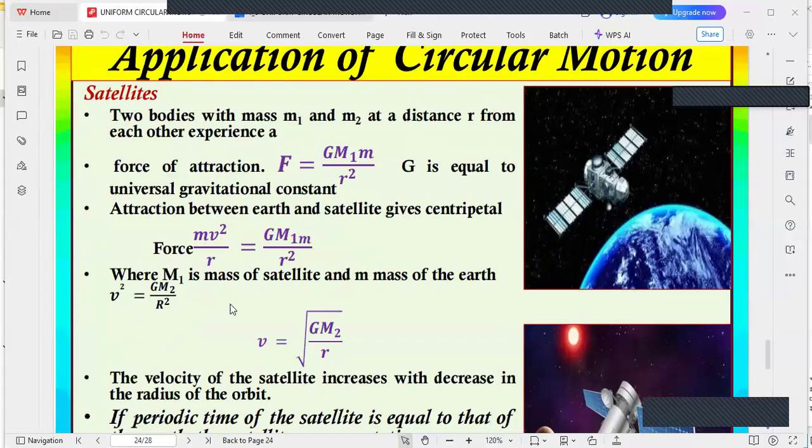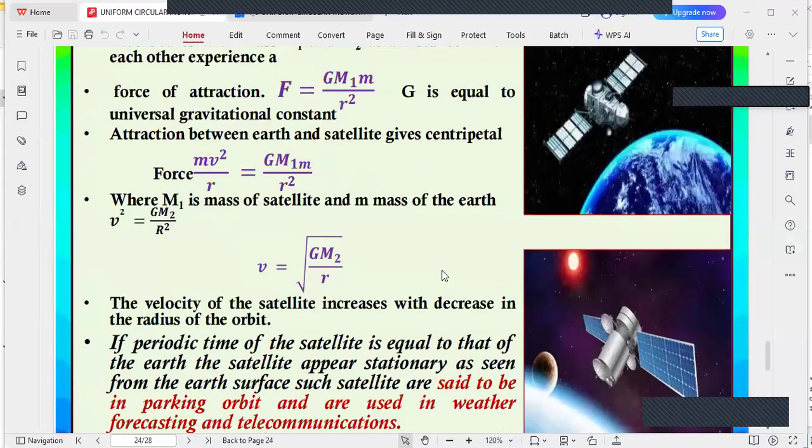And sometimes when observed from the Earth through a telescope, the satellite may appear as if it's not moving, but it's moving in reality. Why? It's because the speed of revolution of the satellite and the speed of rotation of the Earth are the same. So in that case, we say that the satellite is in a parking orbit.